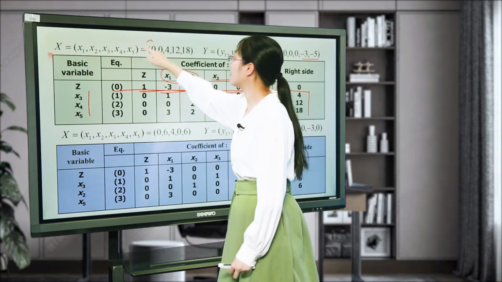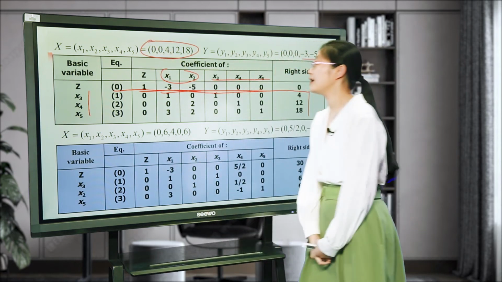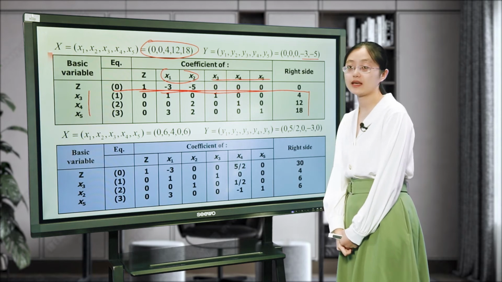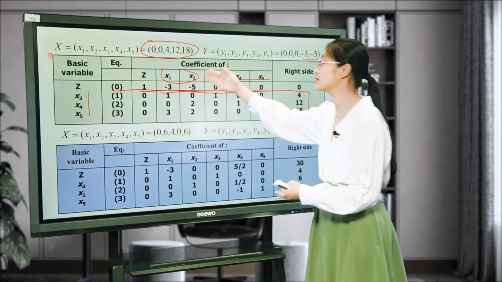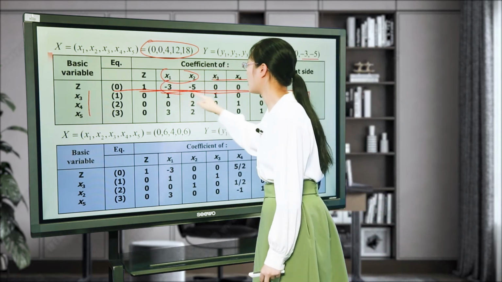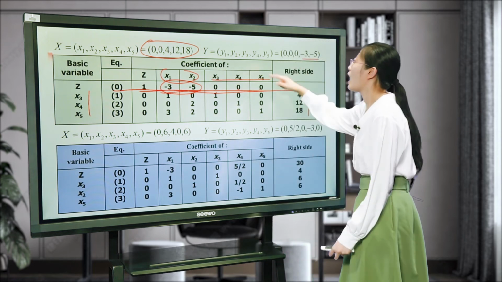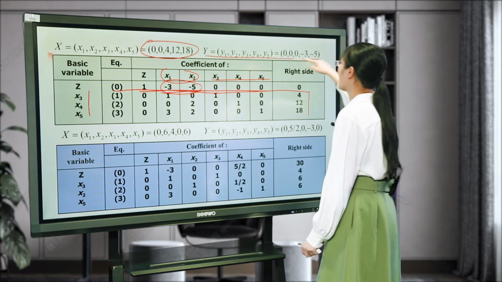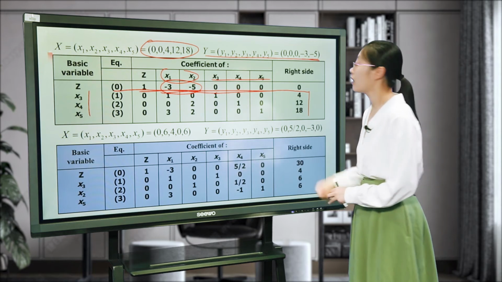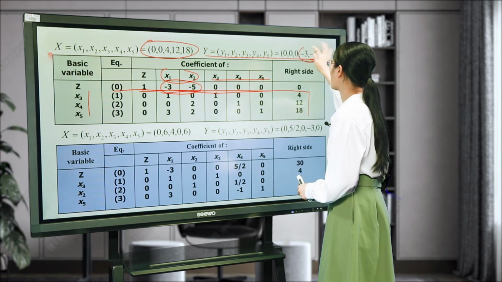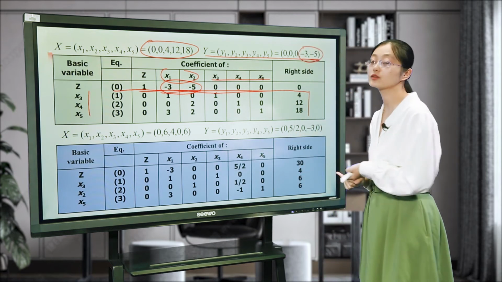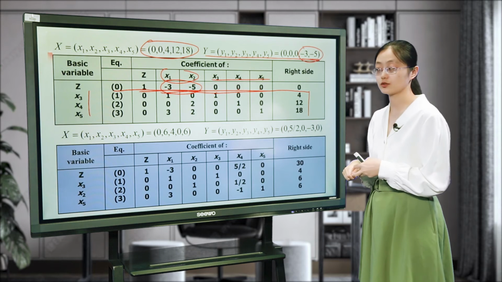So we say, in this example, the BF solution satisfies the non-negativity condition, so this is feasible, but it fails the optimality condition, so it's a suboptimal solution. On the other hand, the y's do not satisfy the non-negativity condition, so this is a superoptimal solution.